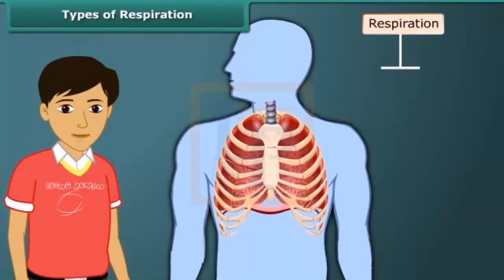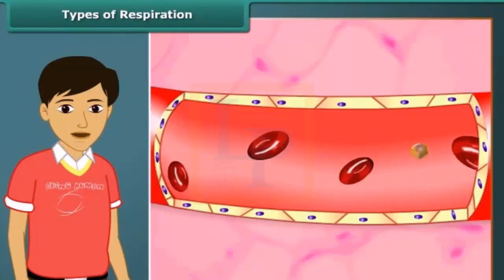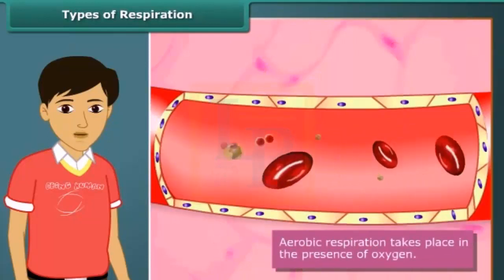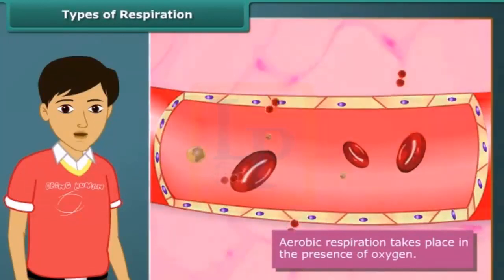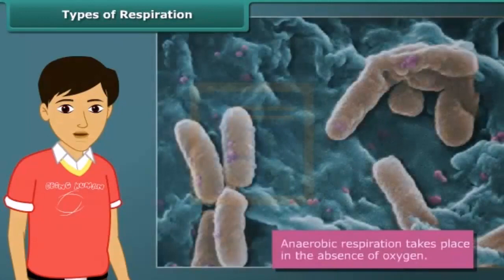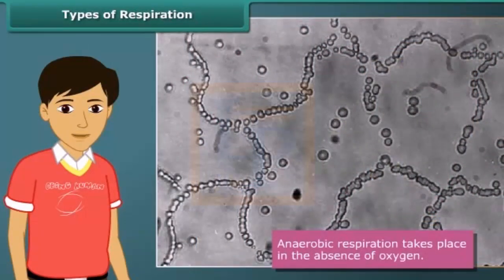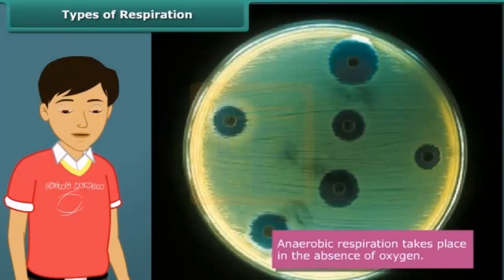Respiration is of two types: aerobic and anaerobic. Aerobic respiration is the respiration that takes place in the presence of oxygen. In this kind of respiration, food is broken down into glucose in the presence of oxygen. Anaerobic respiration is that respiration which takes place in the absence of oxygen. This kind of respiration is found in some microorganisms such as bacteria that inhabit places where oxygen is missing. The energy produced in aerobic respiration is more than the energy produced in anaerobic respiration.